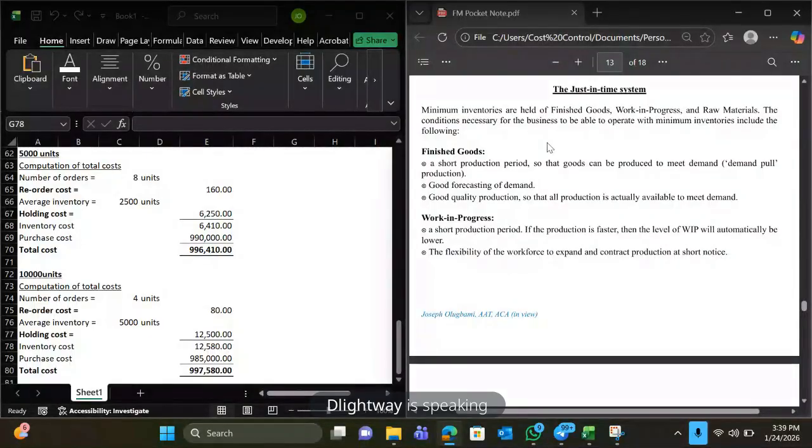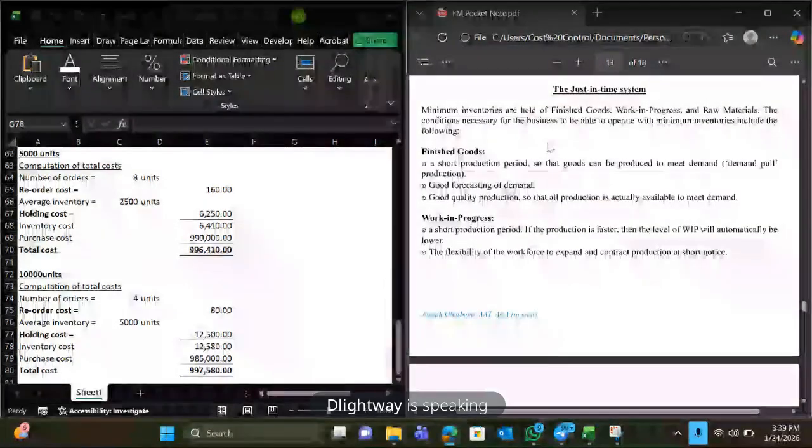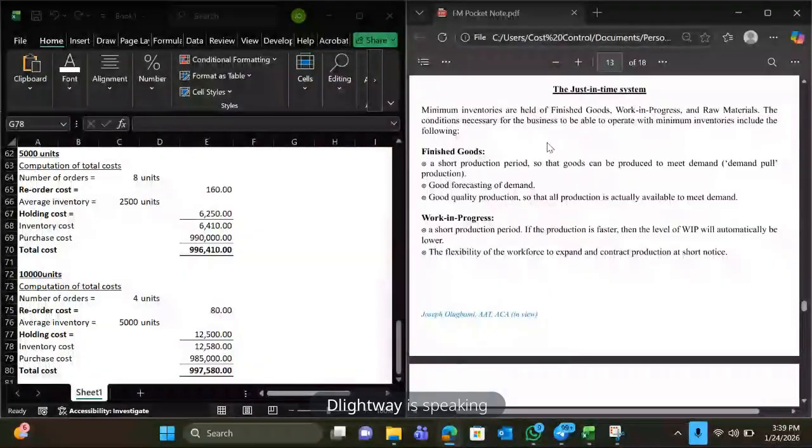So according to the name, just in time. This system is a system whereby a particular little quantity of inventory is being kept in stock only when demand is being made for those goods. So what this is saying is that organizations will only produce a particular quantity of goods only when demand is made for those goods. Please, is it clear at all?